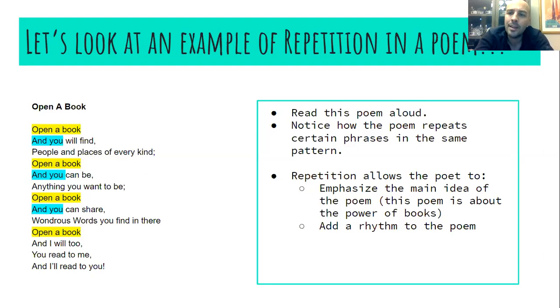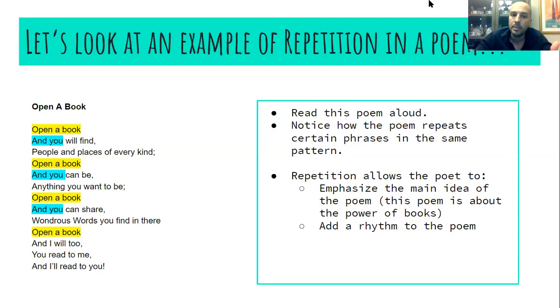So why do we think the poet chose these words or phrases to repeat? What was their purpose? What impact were they trying to make on the reader? Well, is it possible that the repetition this poet used allowed them to emphasize the main idea of the poem, which is the power of books, the power of reading, the power of opening a book, and what are you going to find in there, or what can you come across, or what can you realize when you open that book? It also adds to the rhythm, right?